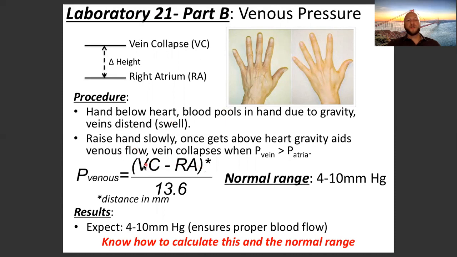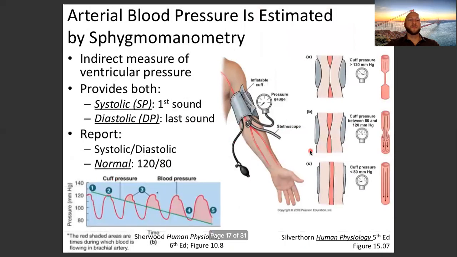Now, with this equation here: height of venous collapse above the ground, minus height of right atrium above the ground, RA, divided by 13.6. Remember to have this number in millimeters. And that'll give you your venous pressure. The veins are going to collapse when the pressure in the vein is less than the pressure in your right atrium. Remember, pressure dictates flow, so the blood is going to flow out of those veins. Know how to calculate this, and know the normal range.